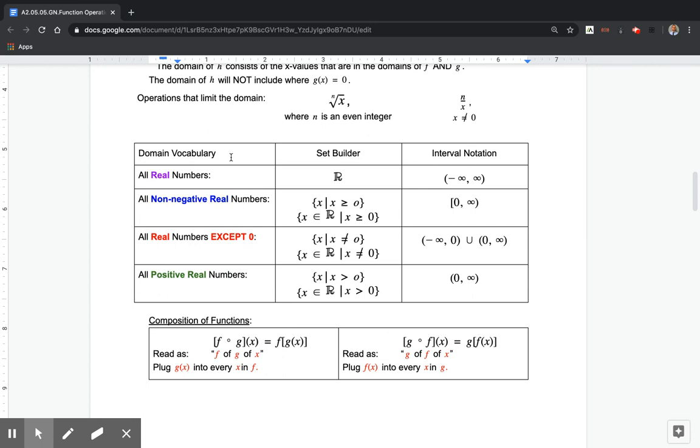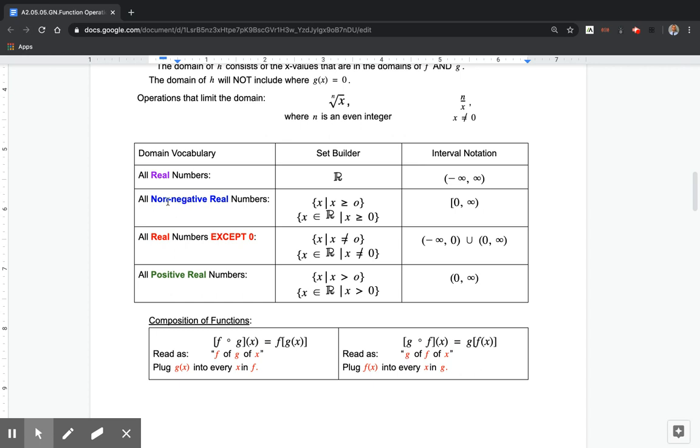Some domain vocabulary, all real numbers represented by the R, or if you want to use interval notation, you can use parentheses, negative infinity, infinity, parentheses. The parentheses mean that it's not included.